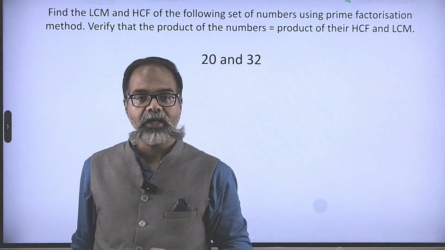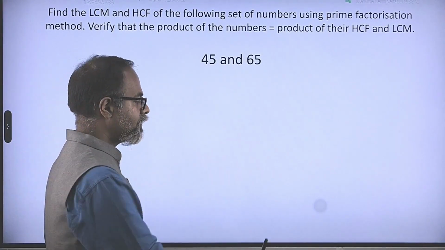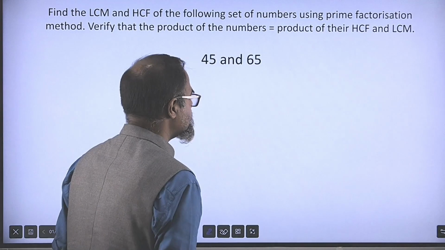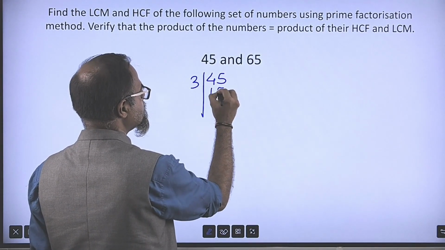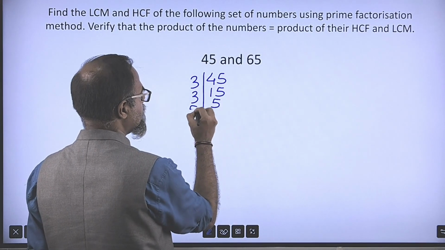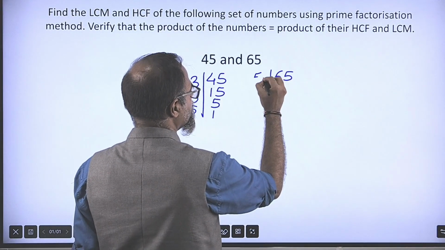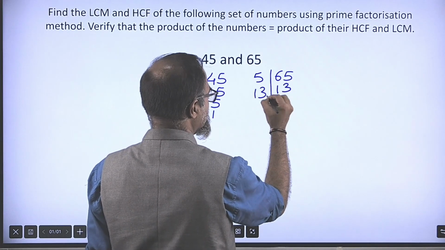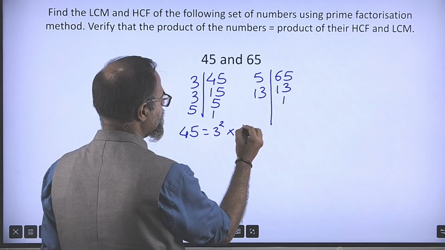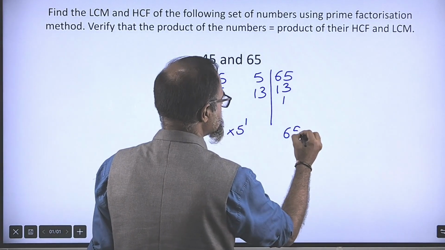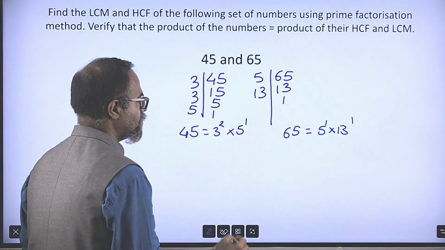Let's take a look at another example. Now, 45 and 65. First step, we need to prime factorize the numbers. So, 45 is 3 15s are 45, 3 5s are 15, and 5 1s are 5. For 65, we have 5 13s are 65 and 13 1s are 13. So 45 is 3 square into 5 to the power 1. 65 is 5 to the power 1 into 13 to the power 1.